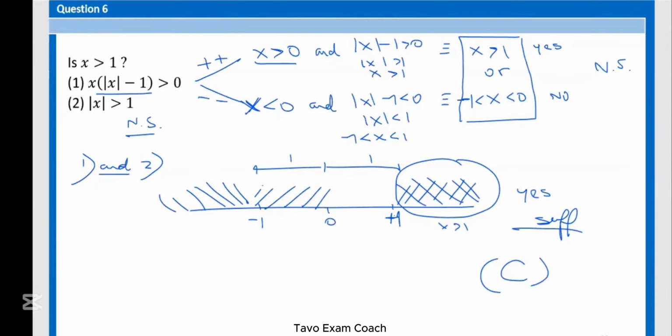All right, so the recommendation here is whenever you have intervals because of inequalities with absolute values, and you have to combine statements 1 and 2 to verify the sufficiency, always do it graphically. It's safer.